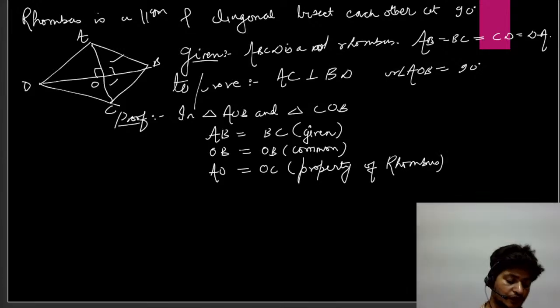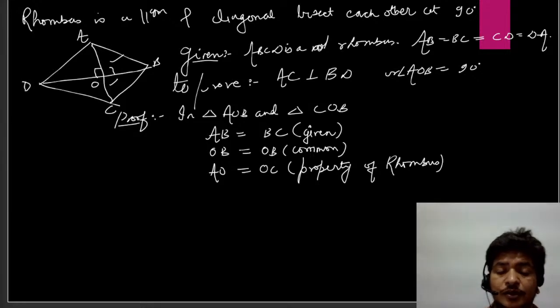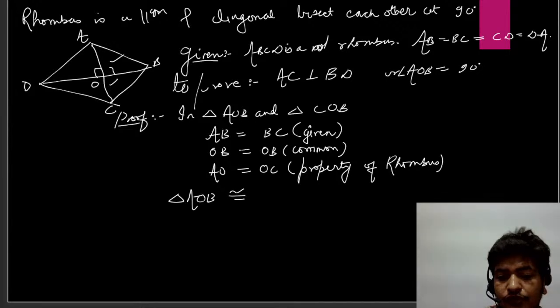This one is the property of rhombus. What we can say, AB and BC are equal, OB and OB is common, and AO and OC are equal. Why? Because this is a property of rhombus, which states that triangle AOB is congruent to triangle COB.